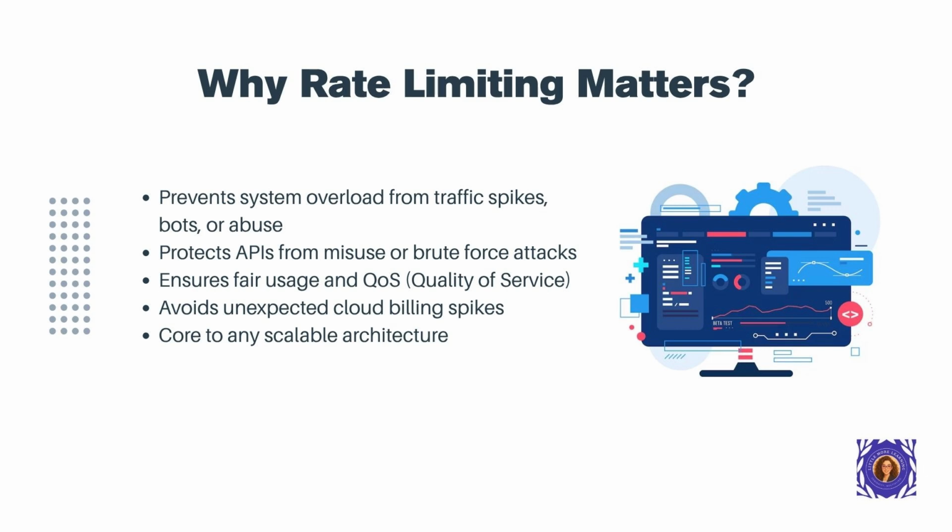Thirdly, it ensures fair usage and maintains quality of service, QoS, for all legitimate users. By preventing one user or service from consuming excessive resources, it ensures that everyone else receives a consistent and responsive experience. Lastly, from an operational standpoint, it helps avoid unexpected cloud billing spikes. Uncontrolled access can lead to rapid consumption of compute, bandwidth, or database resources, resulting in unforeseen and significant costs. In essence, rate limiting is a core pillar of any scalable and secure architecture.